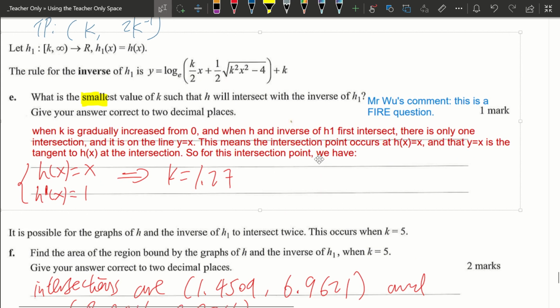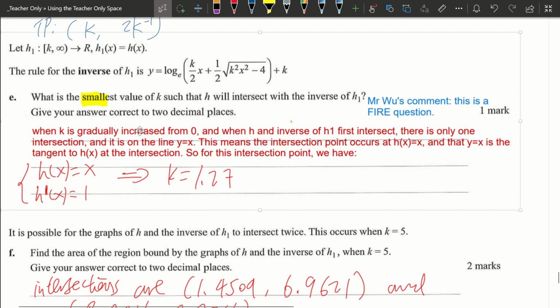When k is the smallest, and when h and the inverse of h1 first intersect, there's only one intersection, and it's on the line y equals x. This means if I want to find this intersection point, it occurs when h is equal to x, because the intersection is between y equals x, y equals h, and y equals the inverse of h1. So I may as well just say the intersection is between h and x. So y equals x is the line, and y equals h of x is the curve.